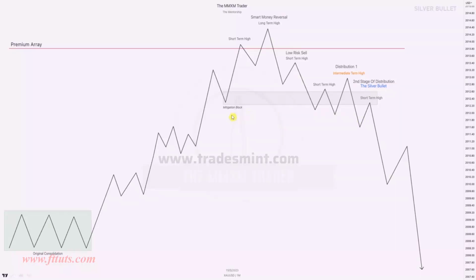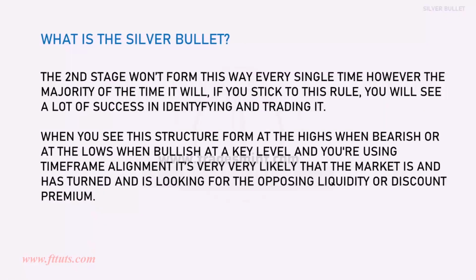Here's another schematic, and then that mitigation block happening a little bit earlier, right? So you have multiple areas of mitigation blocks. We use those bullish order blocks on the buy side of the curve and extend them out to the sell side of the curve. So over here we've got that intermediate term high forming around that mitigation block, and once it breaks lower, that short term high forms inside that mitigation block, making it a very high probable silver bullet setup. So the second stage won't form this way every single time.